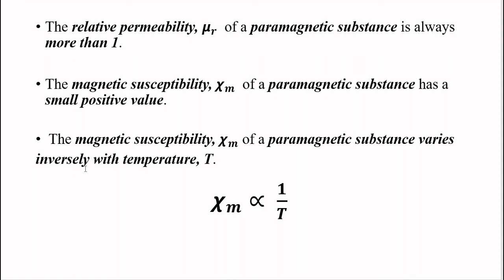Then another important characteristic of paramagnetic material is that its susceptibility is inversely related to the surrounding temperature. So when the temperature increases, susceptibility decreases, and vice versa. So these are the important characteristics of paramagnetic materials.